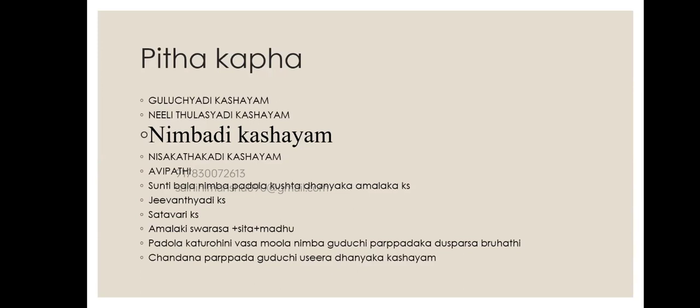Patola, Katurohini, Vasha, Mula, Nimba, Guluchi, Parpadaka, Dusparsha, Brihati. That Kashayam is another Kashayam told in the Visphotaka Prakaranam. Chandana, Parpada, Guduchi, Ushira, Dhanya Kashayam is another yoga. All these yogas you can use in the case of pitakas to control them from spreading. Okay.